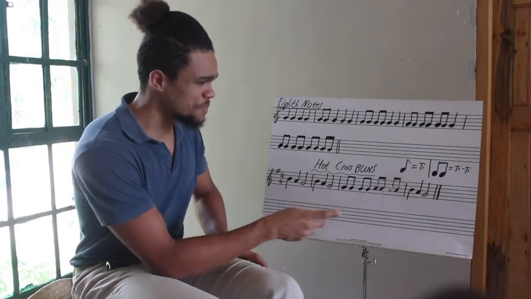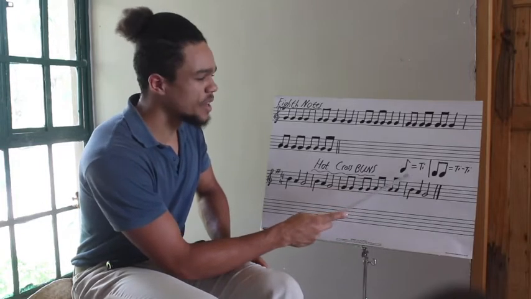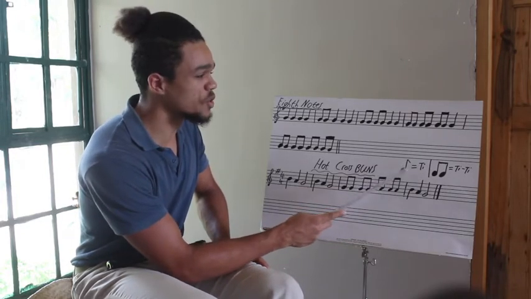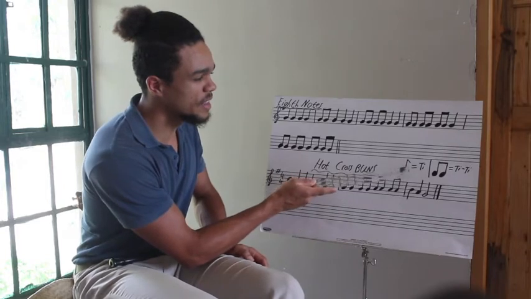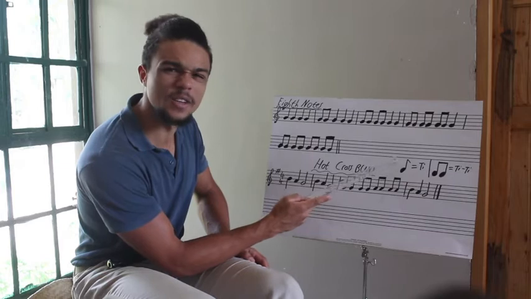Now an eighth note is called, we say ti. Now you'll always be able to know an eighth note because of this little tail. See that little tail right there? That's an eighth note. But there's only one problem, it's alone. It's a single eighth note.